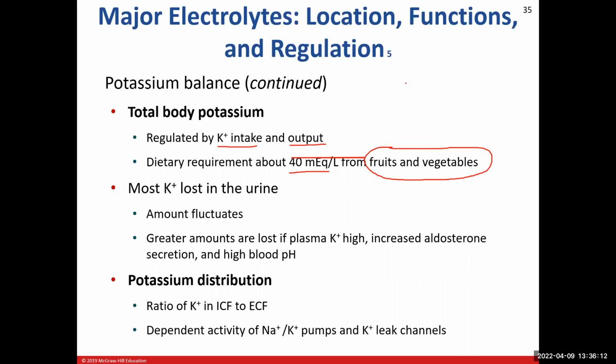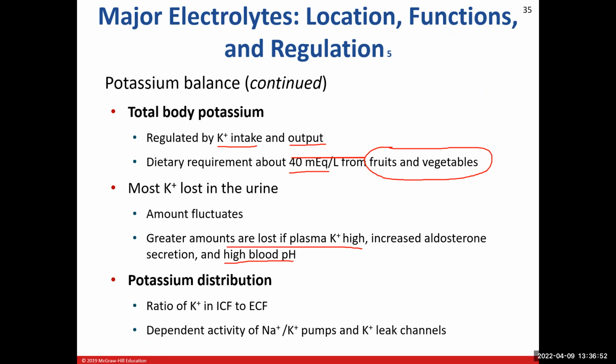The majority of the potassium that is lost in the output is lost in the urine, and that fluctuates depending on what our potassium levels are in our blood plasma. We'll see greater amounts of potassium lost in the urine if we have high blood plasma potassium, if there's an increase in aldosterone secretion, or if our blood pH is elevated. We're going to talk about how potassium is distributed and how it fluctuates and is regulated in just a few moments.